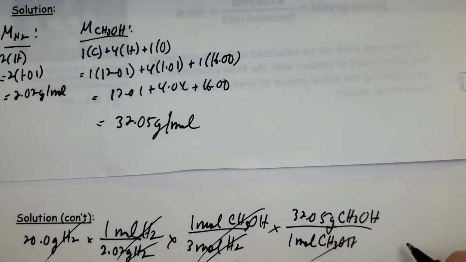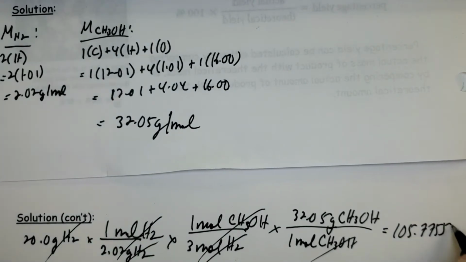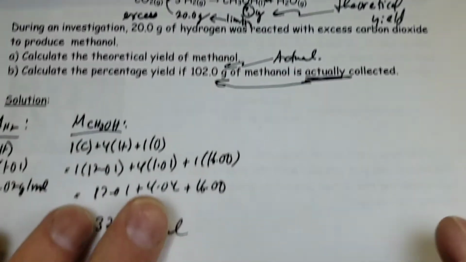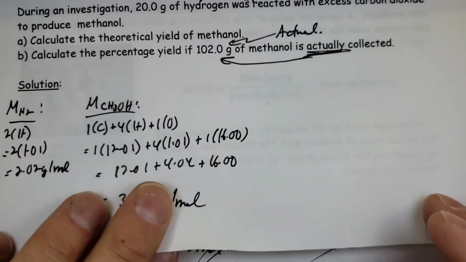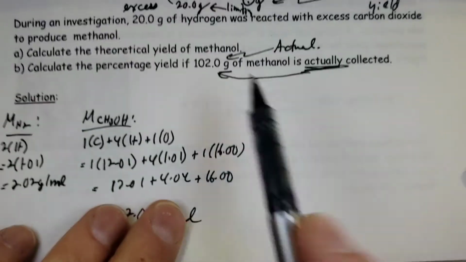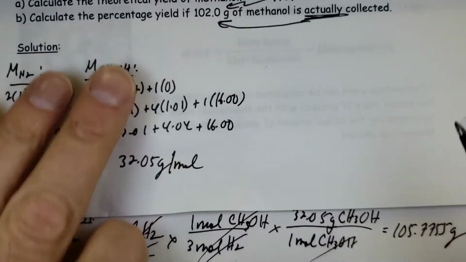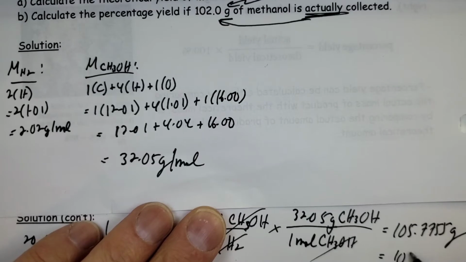All right, so if you calculate that all out, we get 105.7755 grams. If I round that off to, let's see here, 3 sig figs or 4 sig figs, I'm going to put it to 4 sig figs because our actual yield is in 4 sig figs. So that's going to give us 105.8 grams of methanol. So that is my theoretical yield.